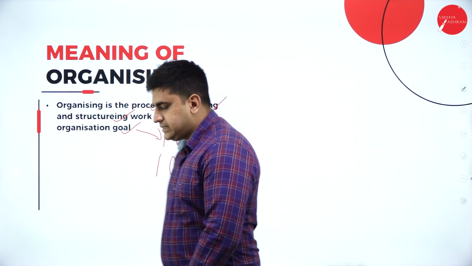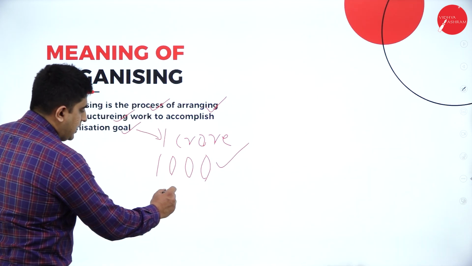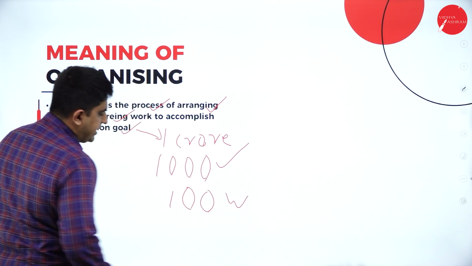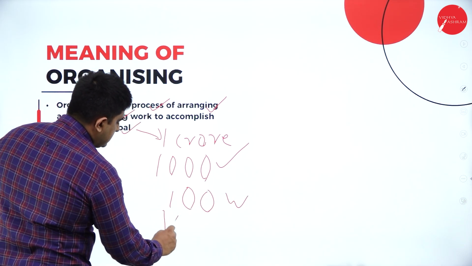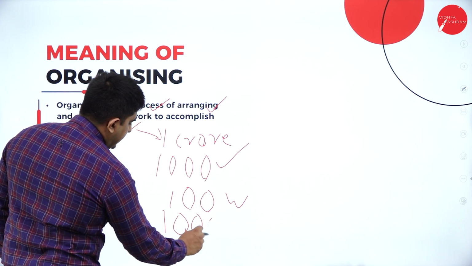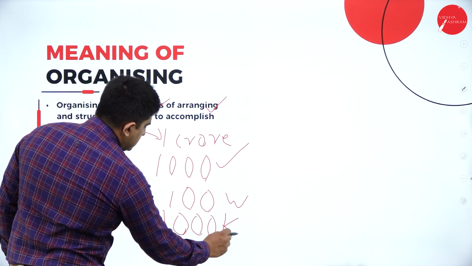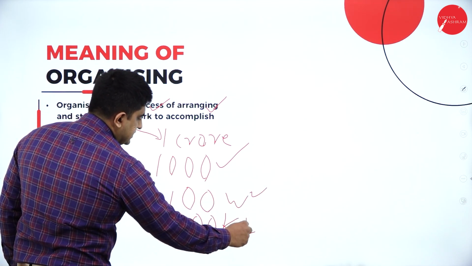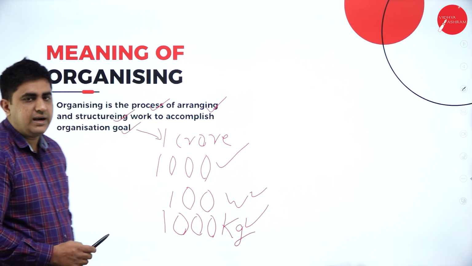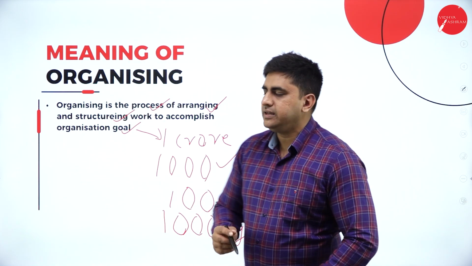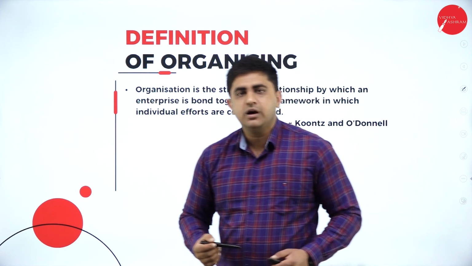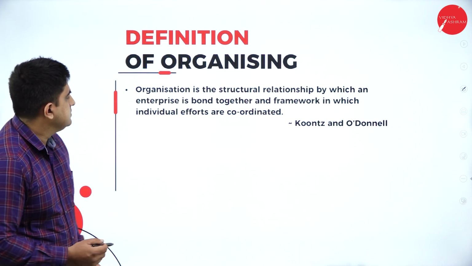For example, you might require 100 workers, and you might also require 1000 kgs of raw materials. So you have to organize these things. You require 100 workers and 1000 kgs of raw materials, so you conduct the function of organizing. This is the meaning. Now we'll go for the definition of organizing.